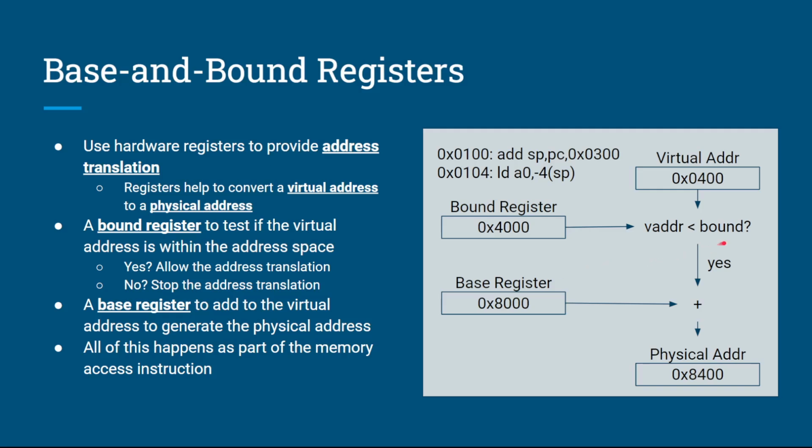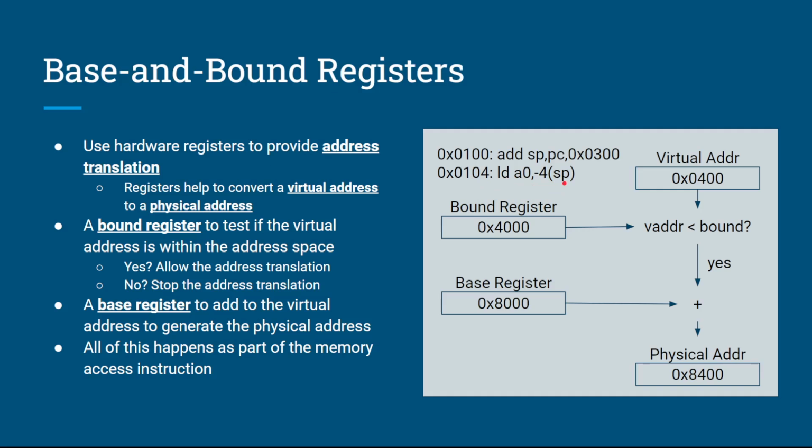In order to get the physical address, we need to add the virtual address to this base register, which gives us a physical address of 8,400. At this point, the CPU now has the actual physical memory address where the data is located. Now, these two operations, this comparison and this addition, happen as part of the memory access instruction. So the process is running this instruction.